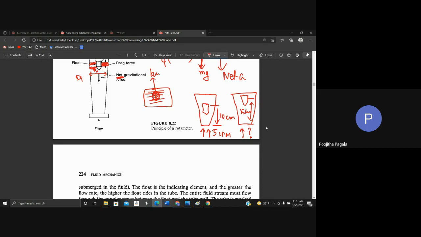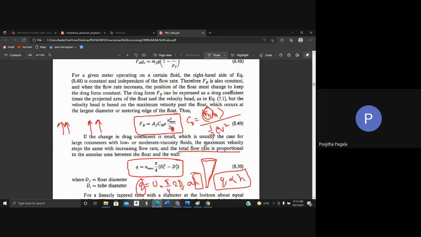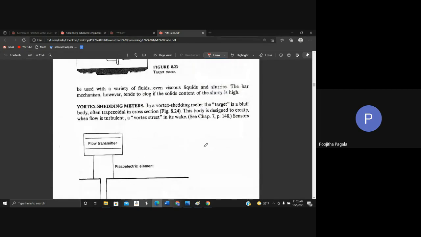Did you understand the question? Yes, Anna. Okay. 7.5. Right, 7.5. Here you use that Q is directly proportional to H. That's it. And so this is the basic theory of rotameter.